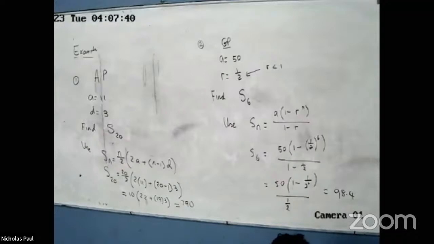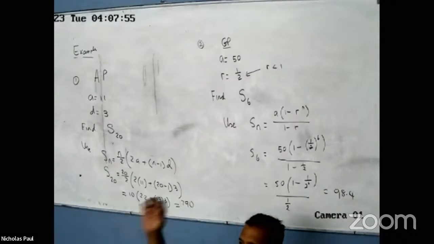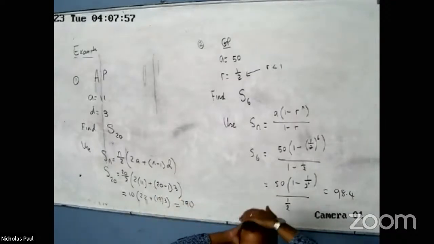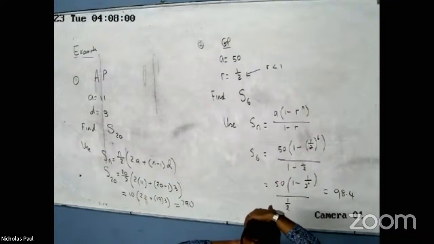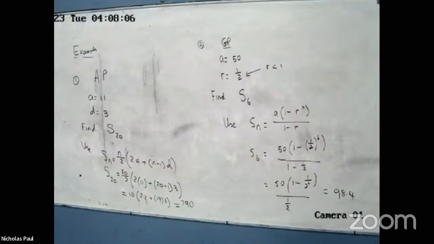All right, let's go again. The integers, number three. The integers from 12 to 55 are added. What is their sum? So here's what you do first.